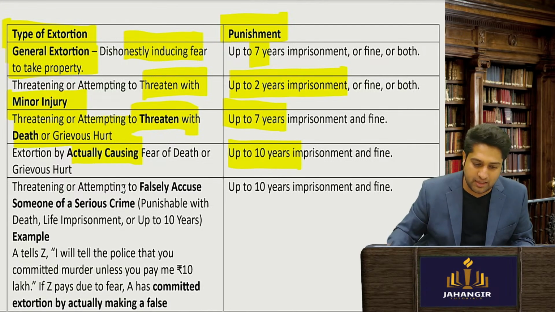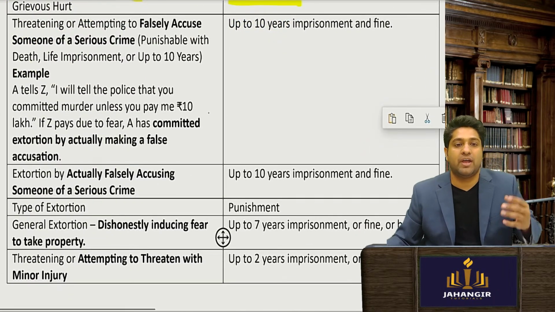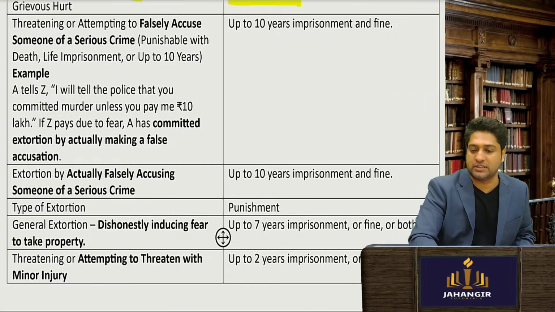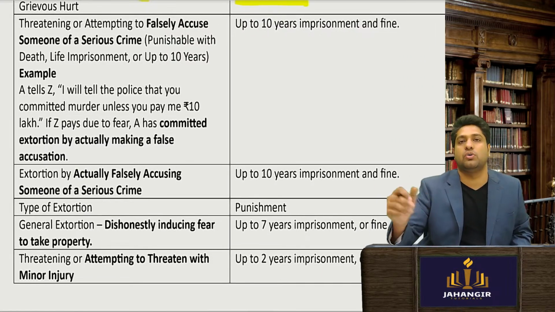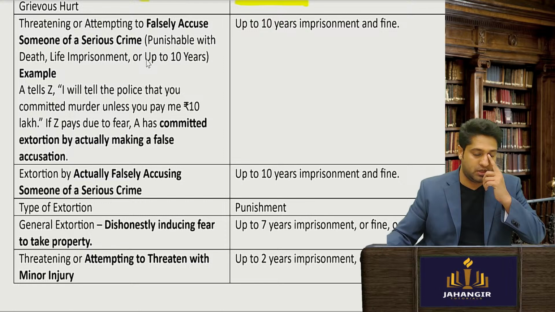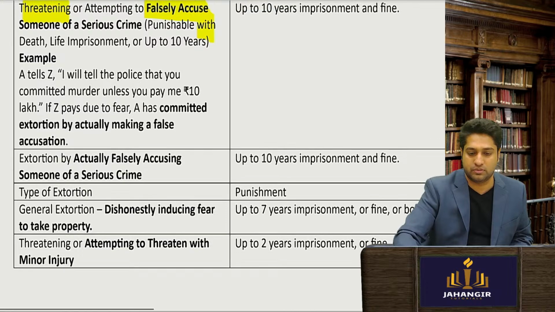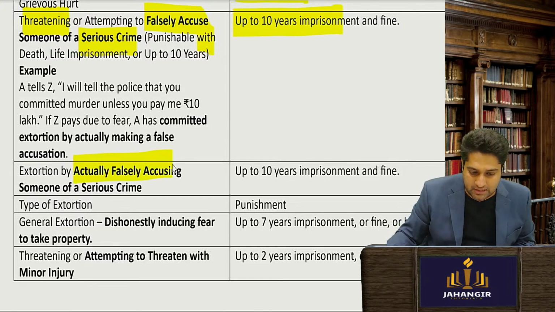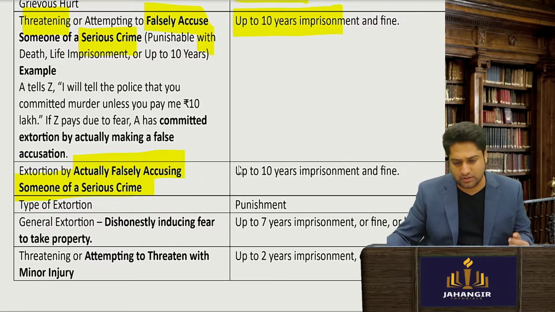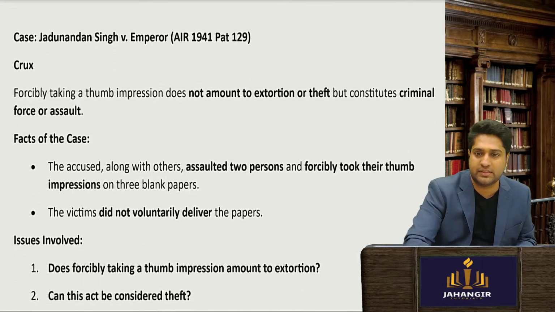Okay, and last point is, if we do an act where I tell that I'll put a false case on you that you are the murderer. I will say that you did a wrong to my sister, falsely. So I'm threatening that I will put a false accusation on you, okay, of a serious crime. So then up to 10 years imprisonment can be there. Extortion, falsely accusing someone for a serious crime, that it's 10 years. Types, we saw this. Okay, now one case law we will see.